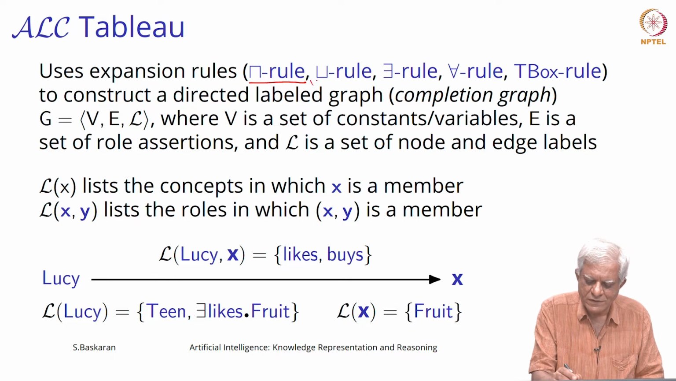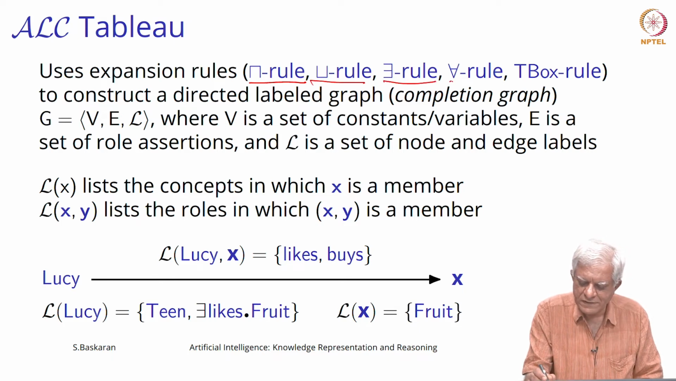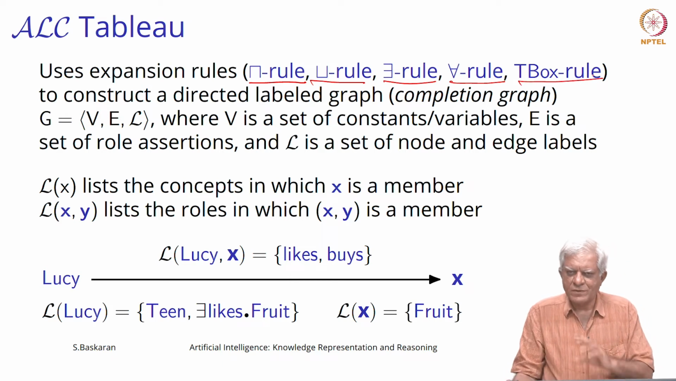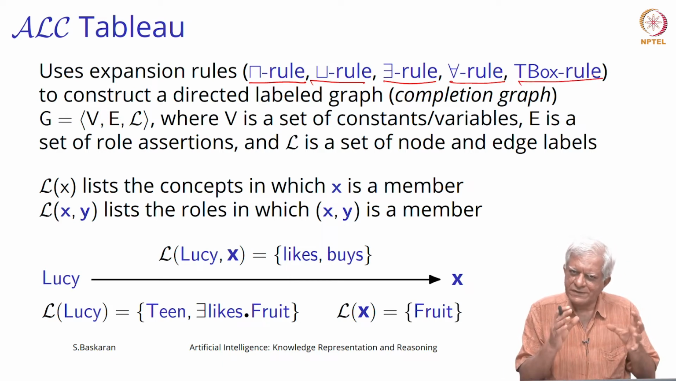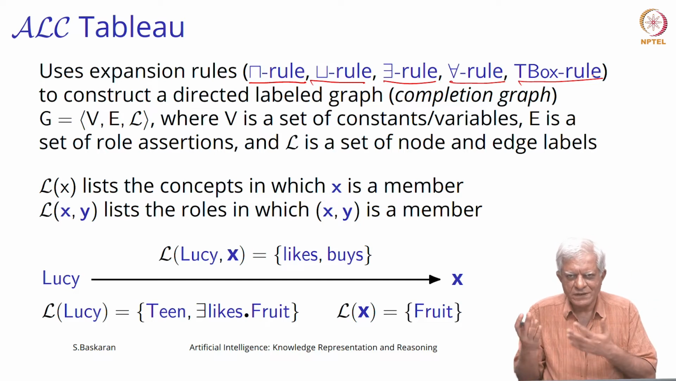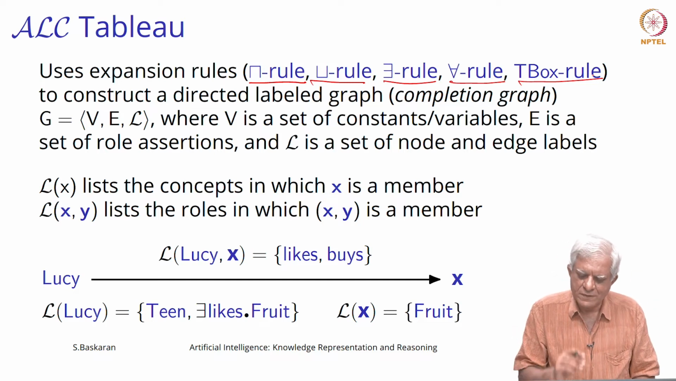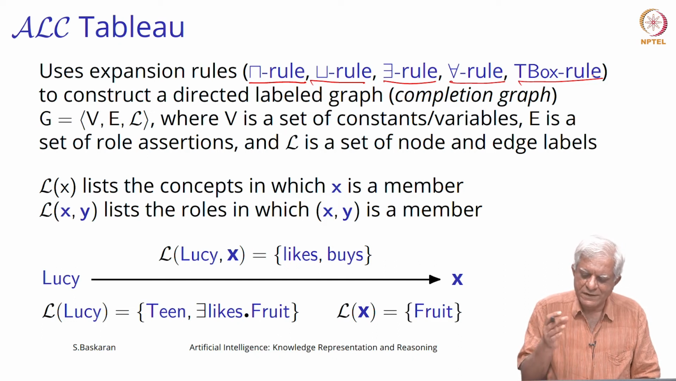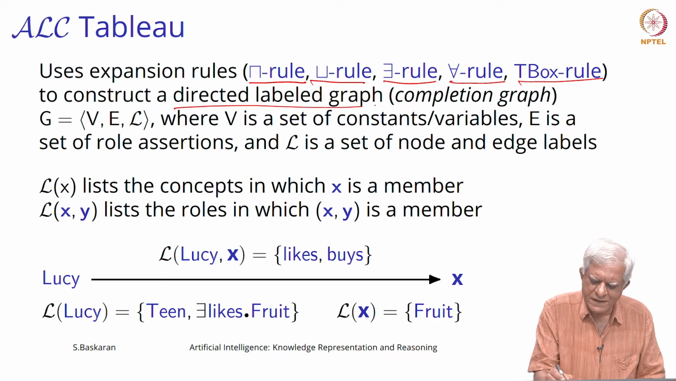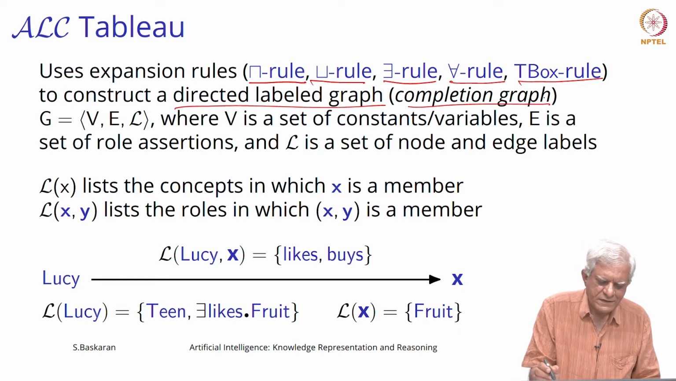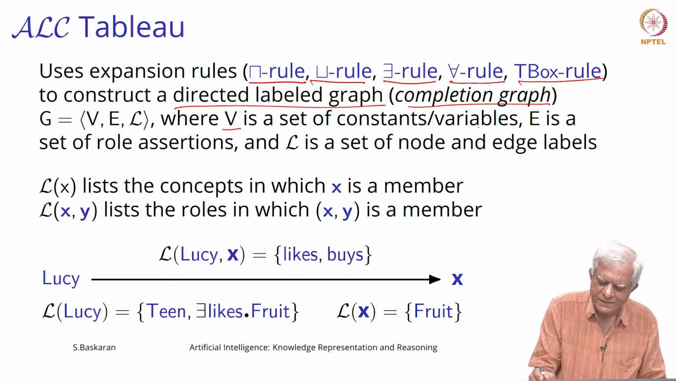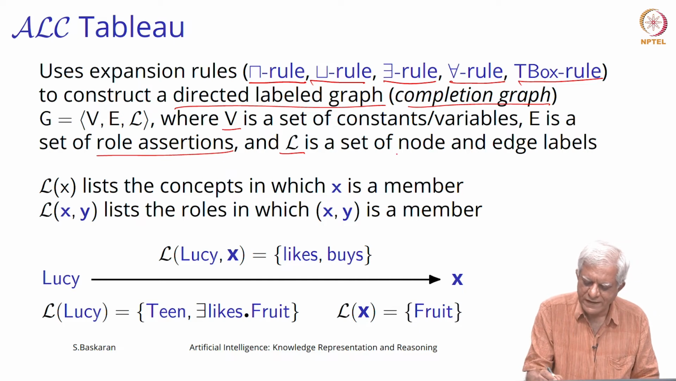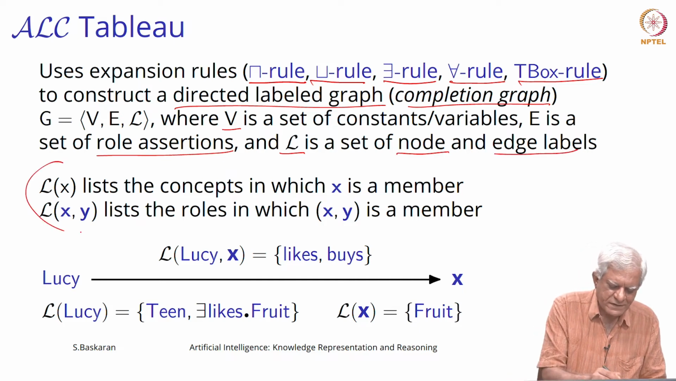There is the intersection rule, the union rule, the there exists rule, the for all rule, and the T box rule. The T box rule basically says that whatever you have said in the T box, which is true about the domain, will apply to the individuals that you are talking about. And remember that we start constructing the tableau by individuals which we have taken from the A box. So, we construct a directed labeled graph as before, which is called a completion graph, where V is a set of constant variables, E is a set of role assertions, and L is a set of node and edge labels. So, these are the node and edge labels.